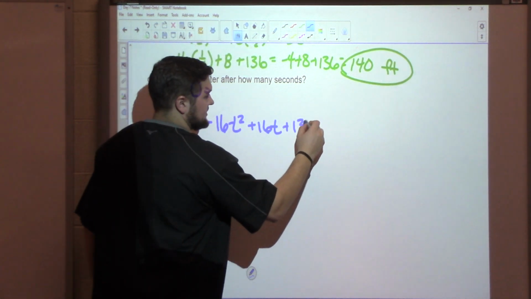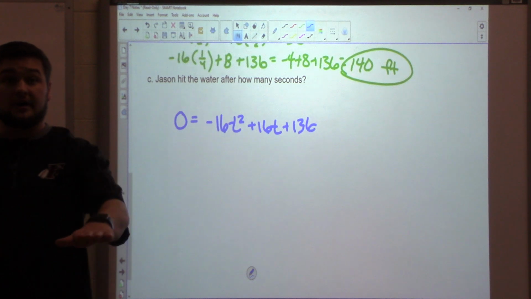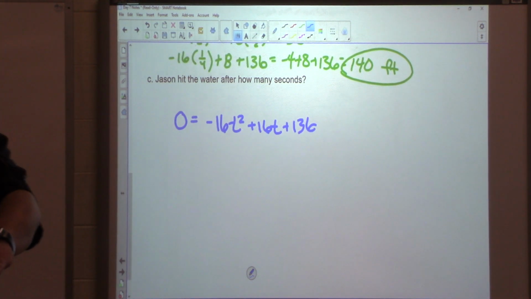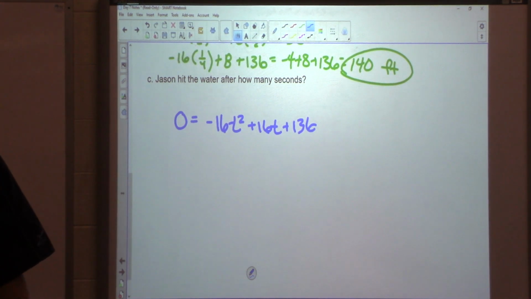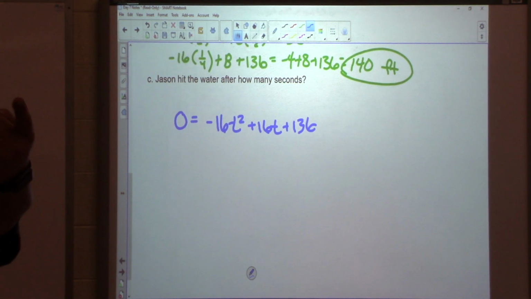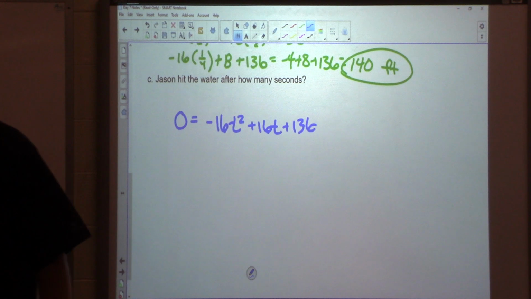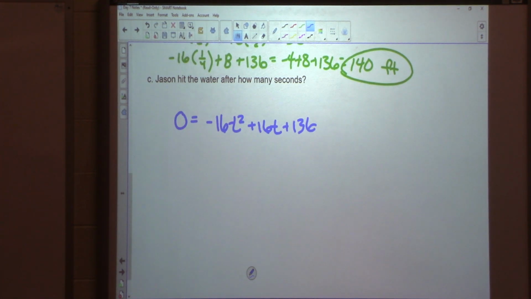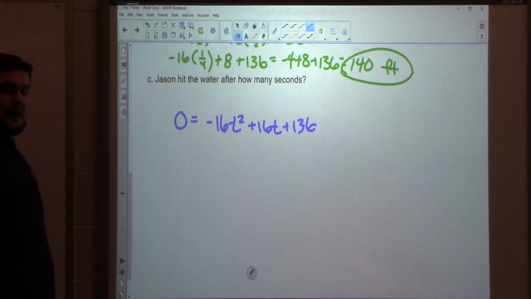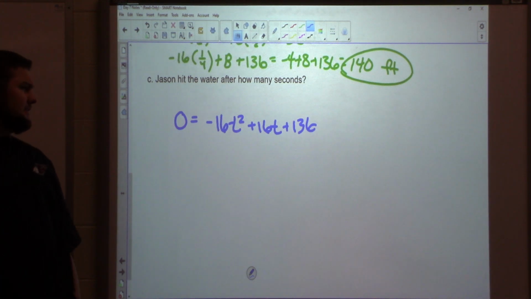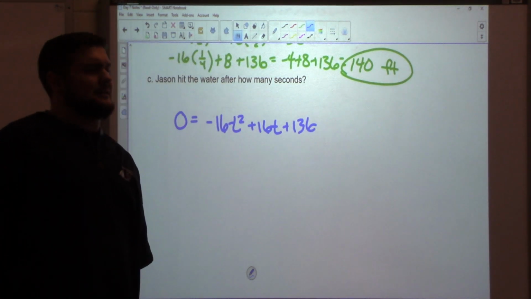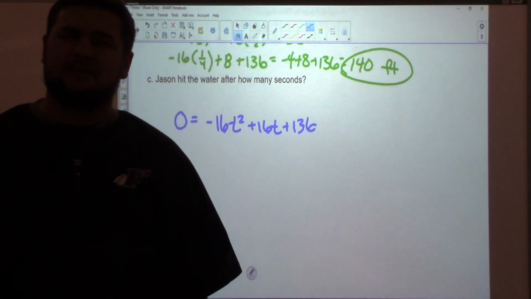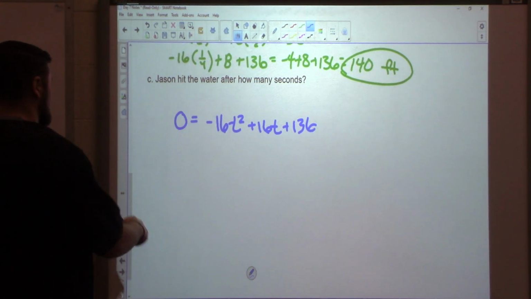Negative 16t squared plus 136. Right? When he hits the water, he's 0 feet above it. So we set it equal to 0. Now can we solve for x? Quadratic equation. You can do the quadratic equation. Very good. You can try and factor it or something. I don't know if it works out to a nice number. I highly doubt it. So I'd probably do the quadratic equation.